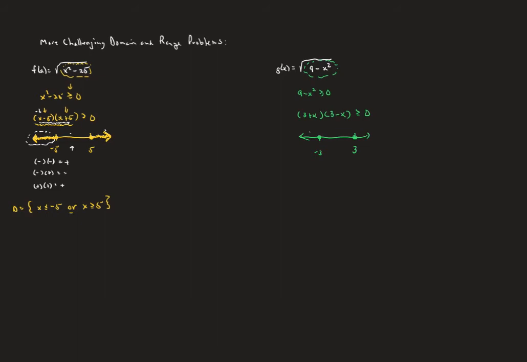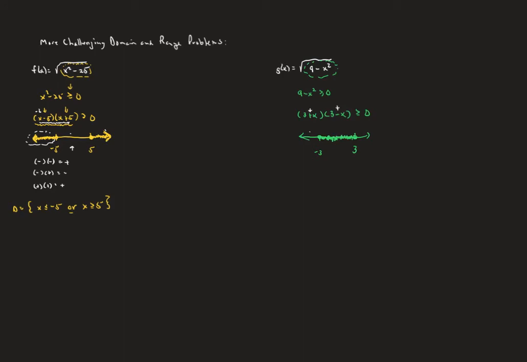Plugging in, say, a negative 4, this is going to be negative. 3 minus negative 4 will be positive. The product of a negative and a positive is negative, so nothing is in the domain to the left of negative 3. Checking the middle region, I'm going to pick 0. Now 3 plus 0 is positive. 3 minus 0 is positive as well, and the product of a positive and a positive is positive, and so that's going to make everything in between here a solution, which makes that in the domain.